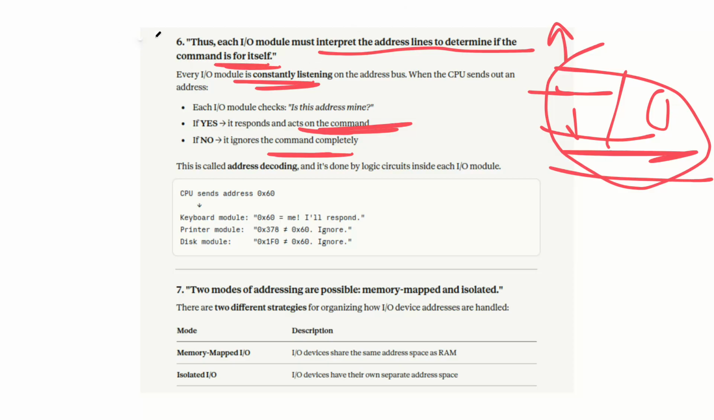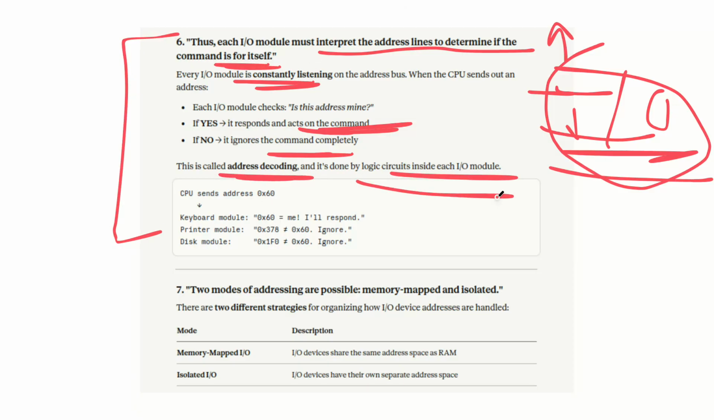So this is the address decoding which is happening in our IO module. It will see if this address belongs to that IO module. If that address belongs to the device which is present in the IO module, then only it will act on this command. Otherwise it will ignore this command. This process is known as address decoding.